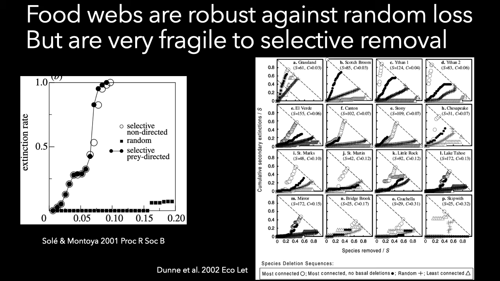What we can gather from this plot is that, again, food webs are quite robust against the random extinction of species, as indicated by the plus symbol, but they are significantly fragile. They are significantly losing species much faster, and the food web is going to collapse at a higher rate when species are lost, starting from the most connected to the least connected species, as indicated by the white circles.